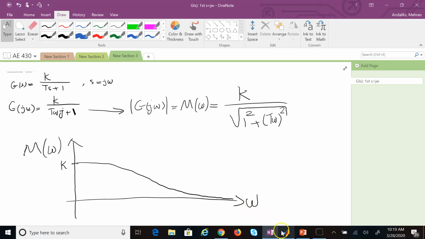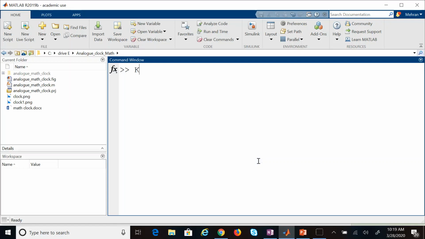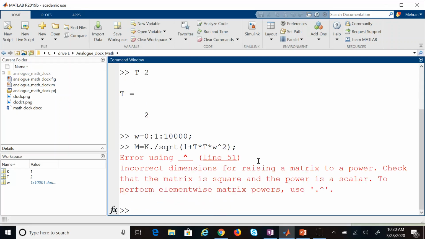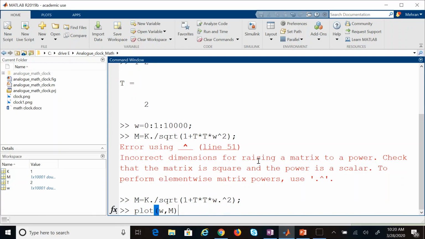And I can plot it with MATLAB too if you want. So I can give them a number, let's say k equals 1, and t also equals whatever you want, doesn't really matter, let's say 2. And now we say omega is equal to 0 with some increment of, let's say, 1 to a big number. Let's say 10,000 is enough for us. We don't really need to go to infinity. And then m is equal to k divided by the square root of 1 plus t squared times omega squared. Don't forget the dot. And then we plot omega versus m.